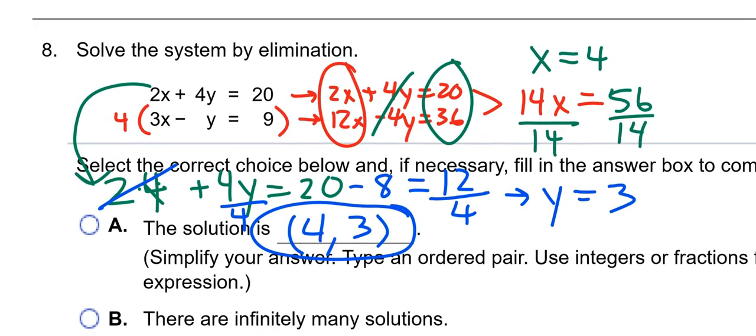Any questions on what we were doing there? Very similar to what we did on Friday.